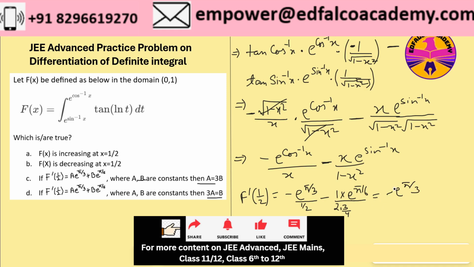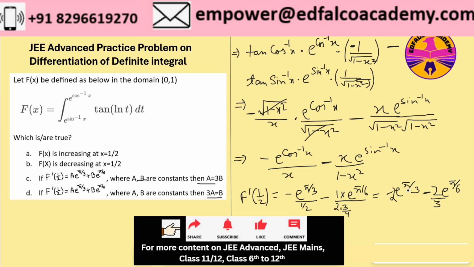This 2 goes up, so it will be minus 2 e to the power pi by 3, minus, and this becomes basically 2 into 3 by 4, which will become 2 by 3, 2 by 3 e to the power pi by 6. So this is the value that I am getting.